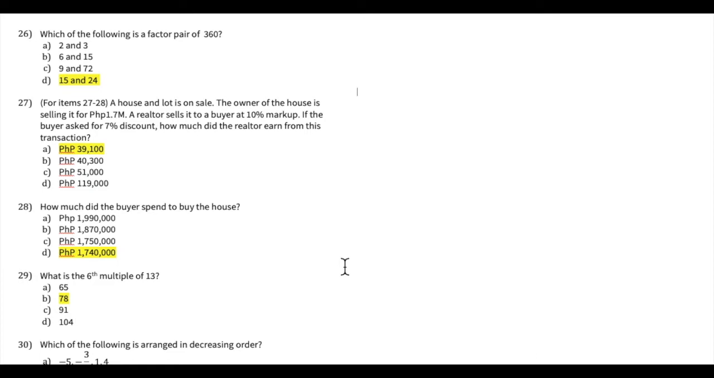Okay, so this is part 2 ng explanation natin for our third mock exam. So let's start with number 26. Which of the following is a factor pair of 360?